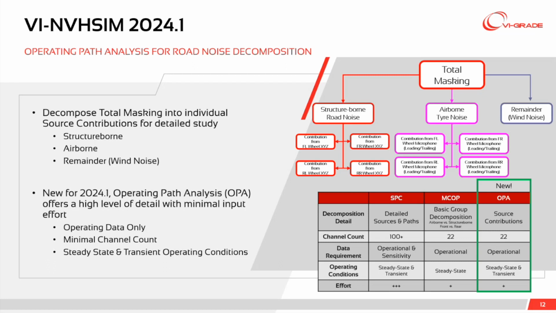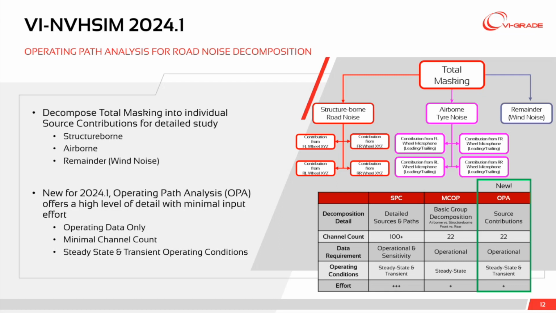So MCOP was great. It was quick, easy to process, and required a minimal channel count relative to a full transfer path analysis. However, the best level of decomposition you could get was front to rear, airborne to structure-borne, separating your road and wind noise. It gets you part of the way there, but you lose a little bit of that specific engineering level value. What we've introduced for the 2024.1 release, this operating path analysis, slots in between full transfer path analysis and the multiple coherence method of the past.